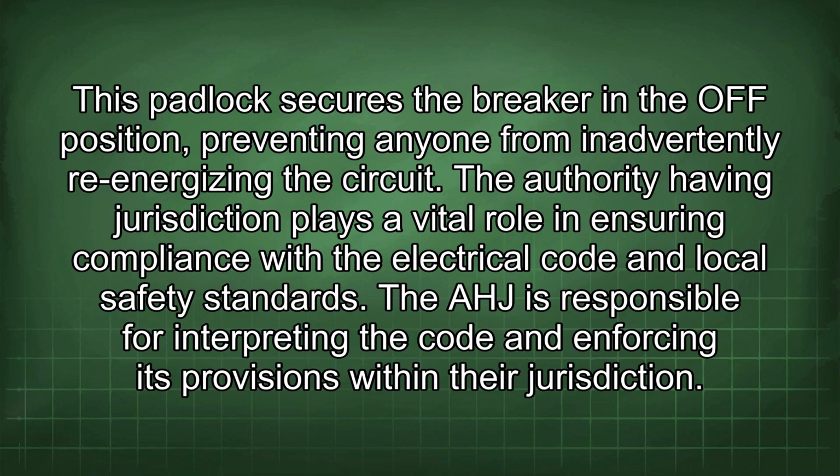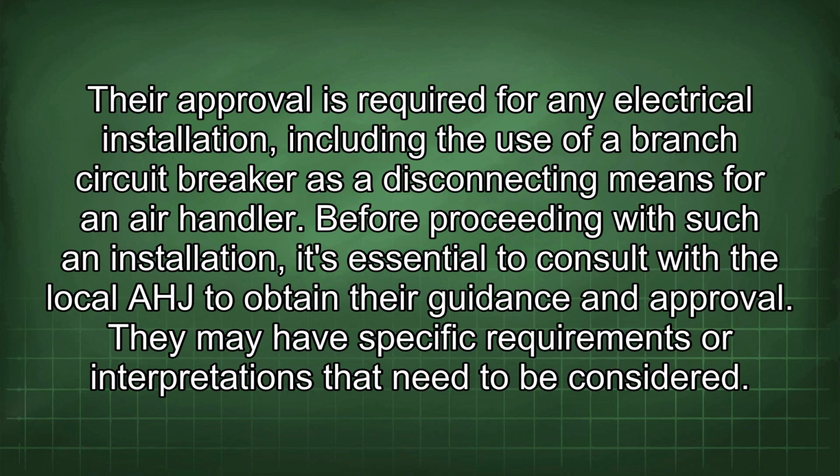The authority having jurisdiction plays a vital role in ensuring compliance with the electrical code and local safety standards. The AHJ is responsible for interpreting the code and enforcing its provisions within their jurisdiction. Their approval is required for any electrical installation, including the use of a branch circuit breaker as a disconnecting means for an air handler. Before proceeding with such an installation, it's essential to consult with the local AHJ to obtain their guidance and approval. They may have specific requirements or interpretations that need to be considered.